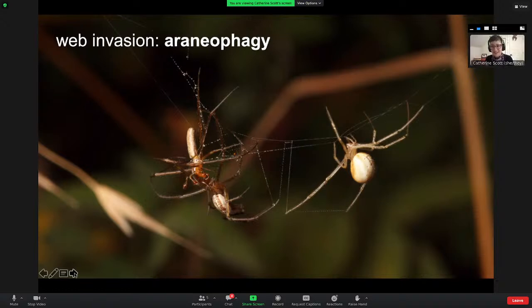So this is an extension of that kleptoparasitic behavior, where they not only steal prey from other spiders, but they also eat other spiders. So araneophagy just means consuming spiders.